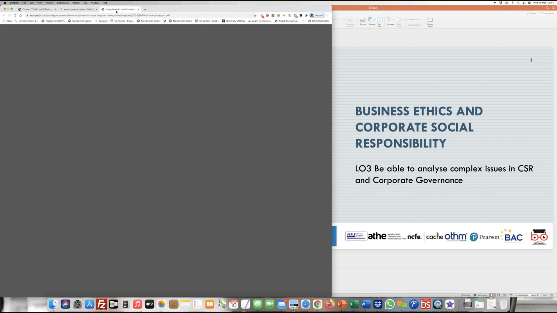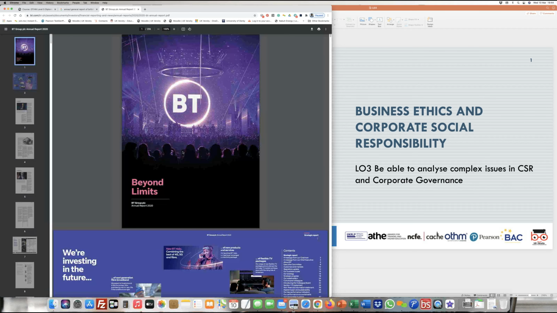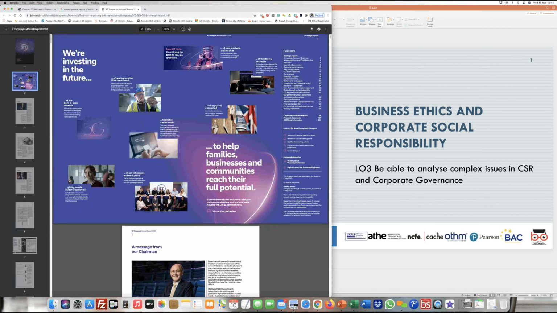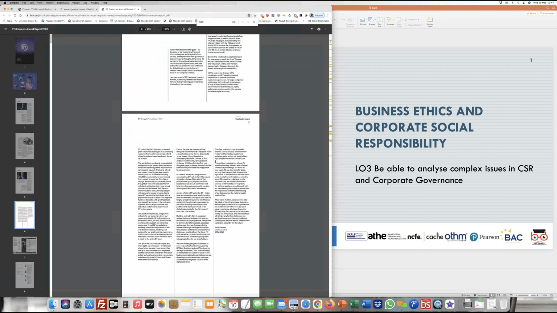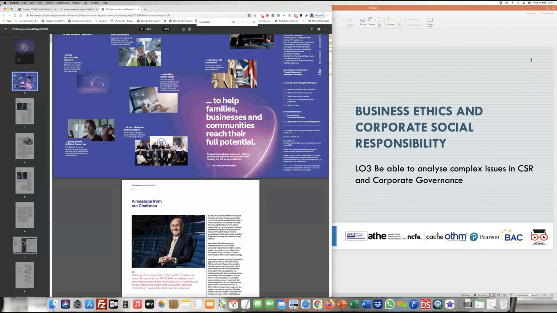Now, if I look at any company's annual general report, you will be able to see that there are definitive areas in which the company has given an update about corporate social responsibility and their corporate governance structure. So if I look at this particular report, what I'm not going to do is go through this in detail, but let's do a quick search in terms of CSR. Let's see where they have mentioned anything about corporate social responsibility. Okay, there is nothing about corporate social responsibility.